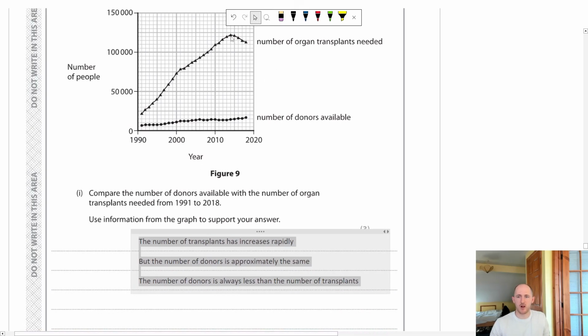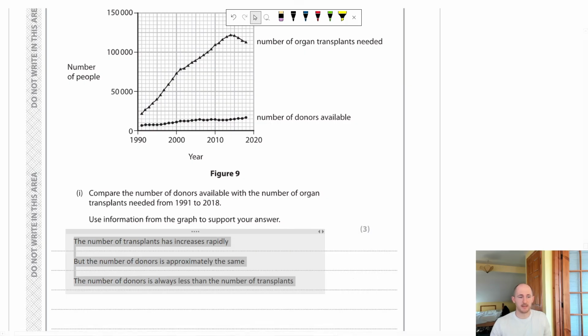You can also say that after 2000 and... Actually, no, you can't because it's up to 2018 only. So after a certain point, it does dip a little bit, starts to decrease. That is also a valid point you can make as well.